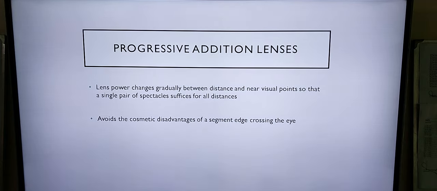Last topic is progressive addition lenses. In these, lens power changes gradually between distance and near visual points. It does not change abruptly like bifocal or trifocal, so that a single pair of spectacles suffices for all distances. It also avoids the cosmetic disadvantages of a segment edge crossing the eye.